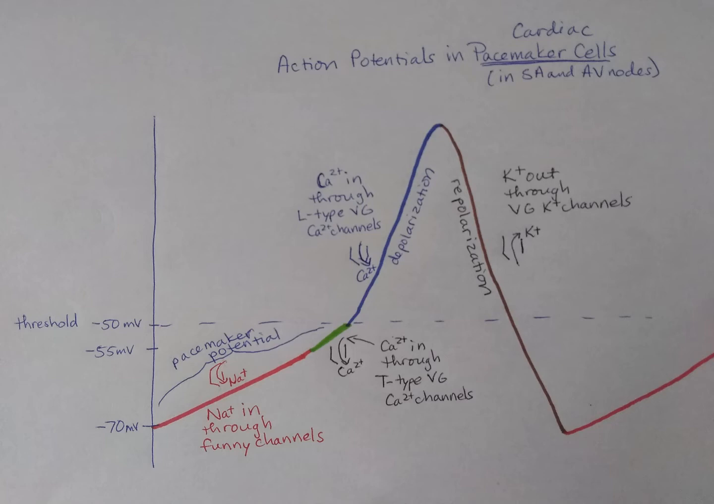So remember that in neurons and skeletal muscle, what causes the depolarization phase of the action potential is when voltage-gated sodium channels open. But here in the pacemaker cells in the SA and the AV nodes, the depolarization phase is going to be caused by calcium coming in through the L-type voltage-gated calcium channels. And the L just stands for long-lasting, just saying that these type of voltage-gated calcium channels stay open longer than the T-type, which are the transient ones.